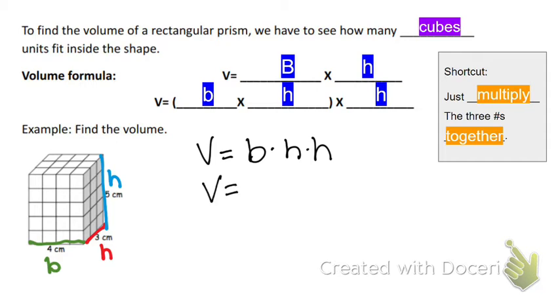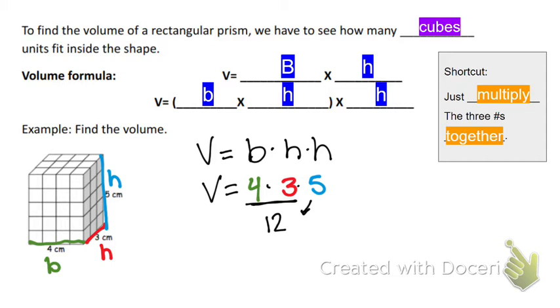Volume equals base is 4, height is 3, and other height is 5. It does not matter what order you decide to work in. I can do 4 times 3 first or 3 times 5 first. It doesn't matter as long as you get to the same answer at the end. So 4 times 3 is what I'm going to do first because I like working from left to right. 4 times 3 gives me 12.